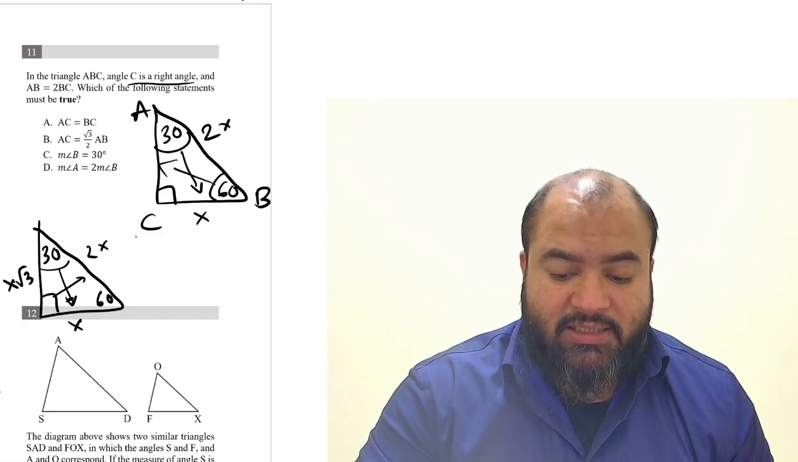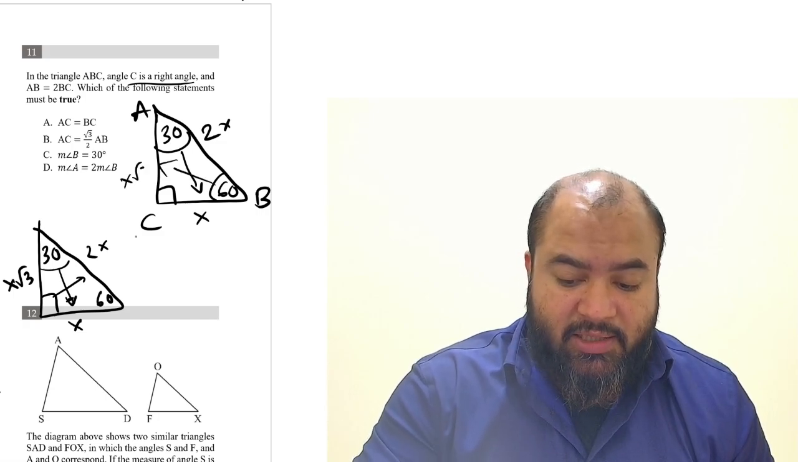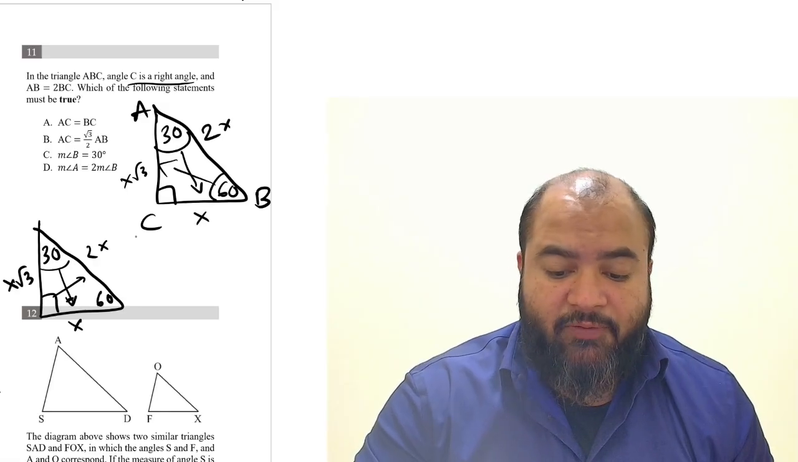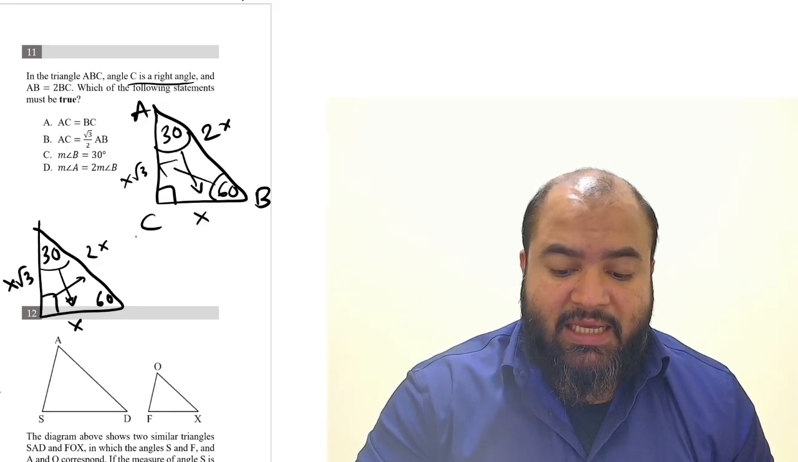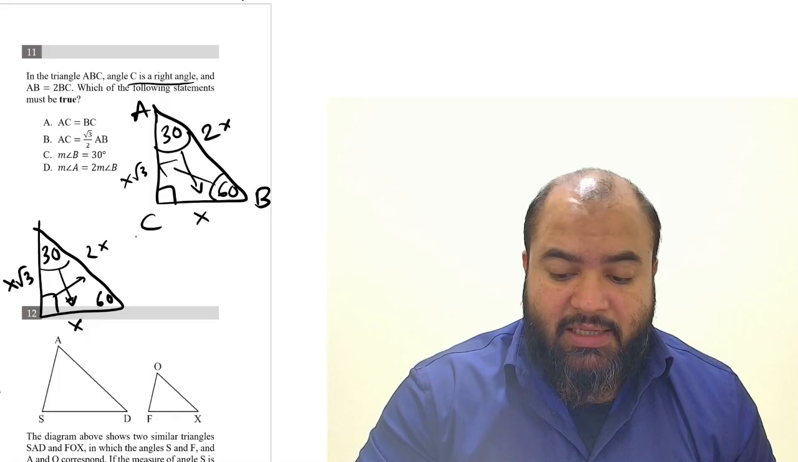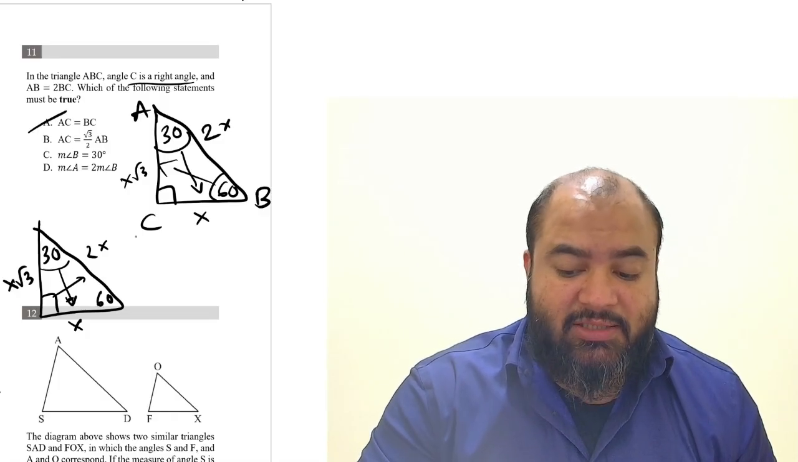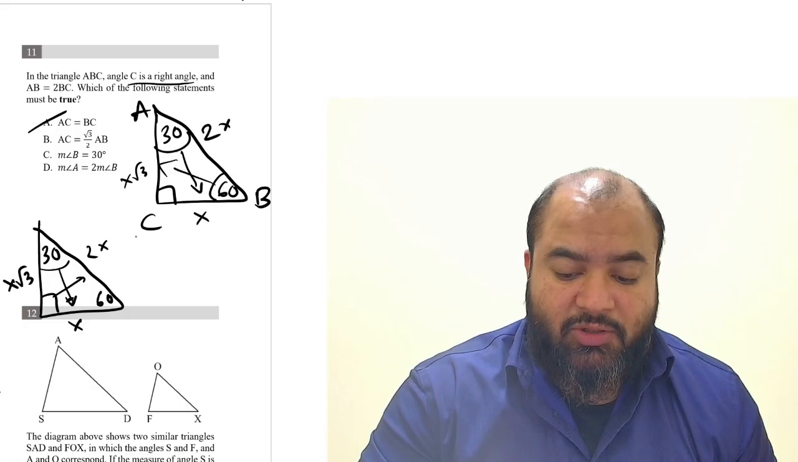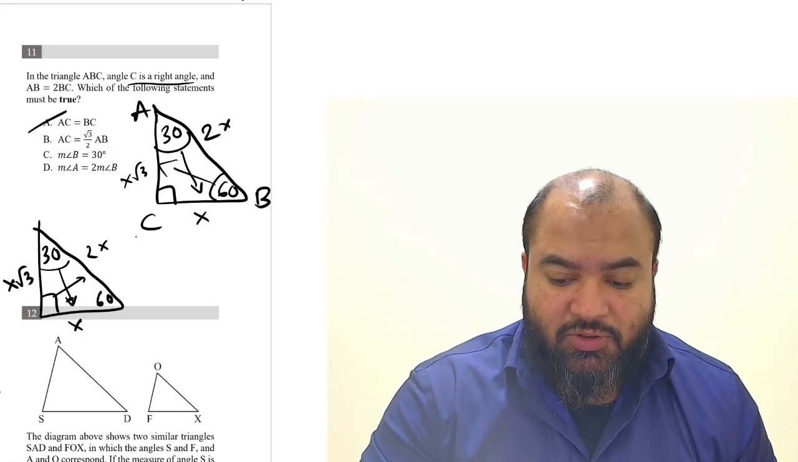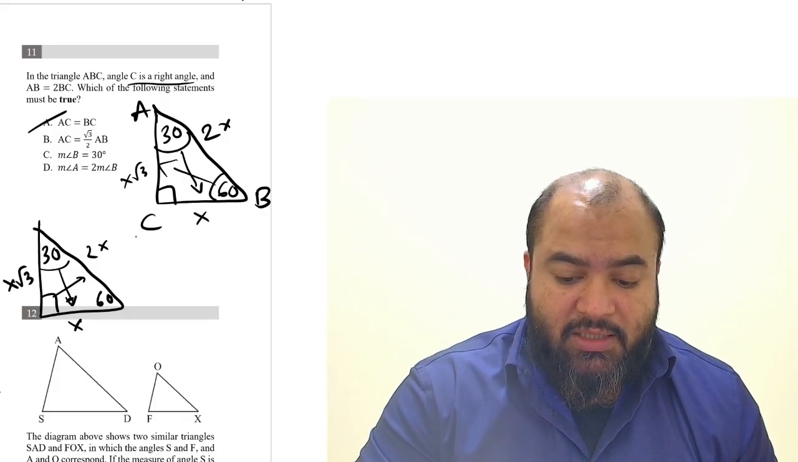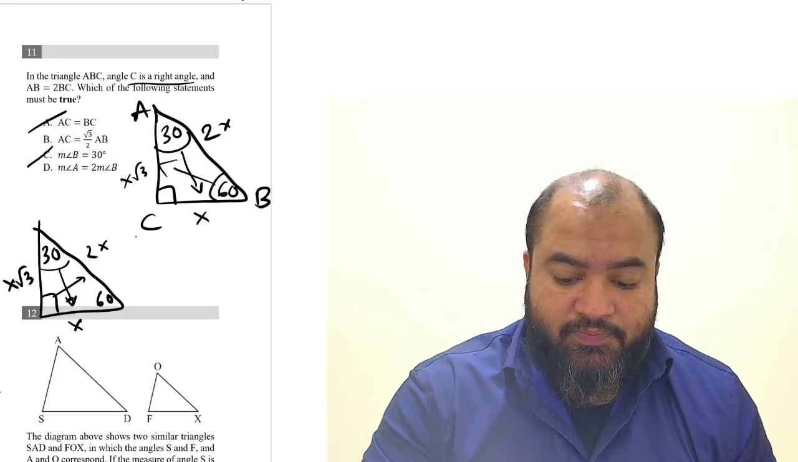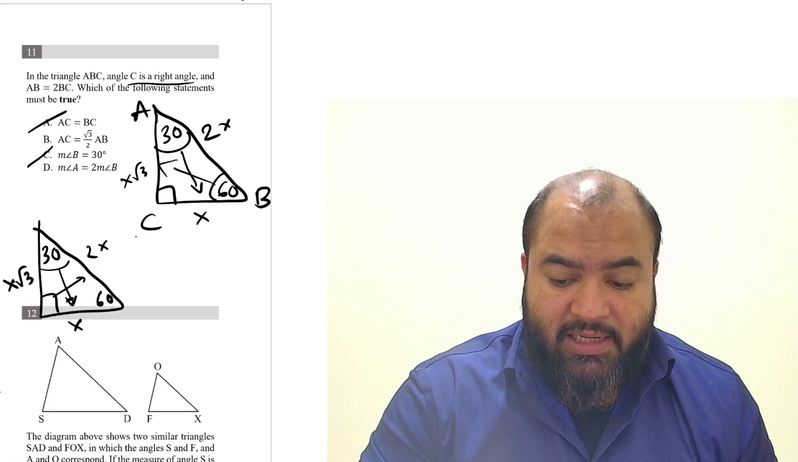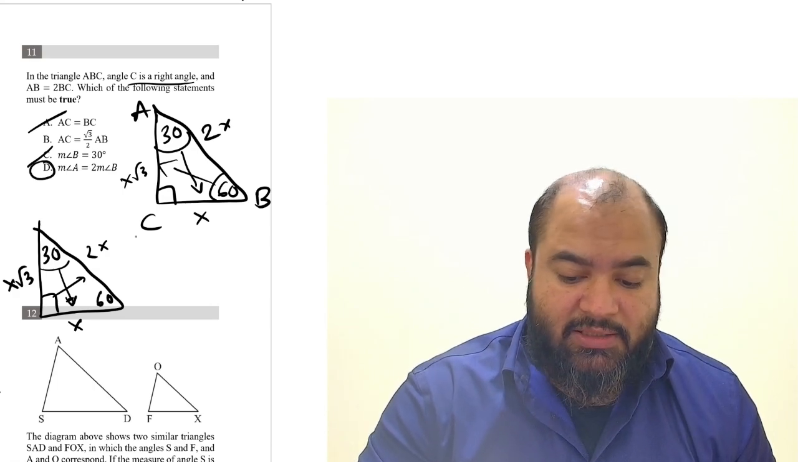So across from 60 will be what? X radical 3, right? Now, which of the following statements must be true? AC equal to BC. Well, that's not true because AC is X radical 3 and BC is X. AC is equal to square root of 3 over 2 AB. Okay, I'm going to come back to it later. Angle B is 30 degrees. That's not true. Angle A is 2 times angle B. That's correct. So D should be the answer.